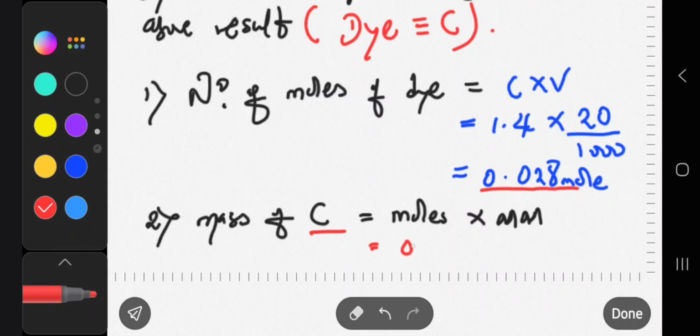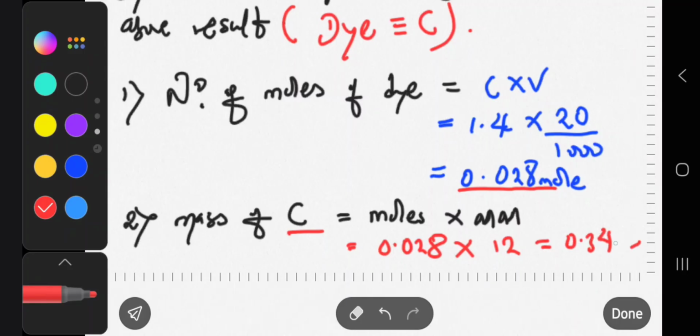So you have 0.028 multiplied by the molar mass of carbon, 12. If you do this, let me multiply here, 0.028 times 12. Okay, I'm getting 0.34. All right, 0.34, and the unit is mass in grams.